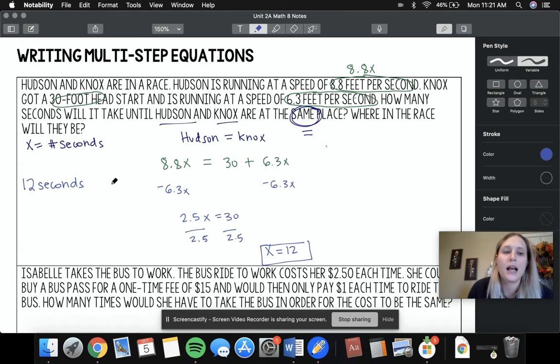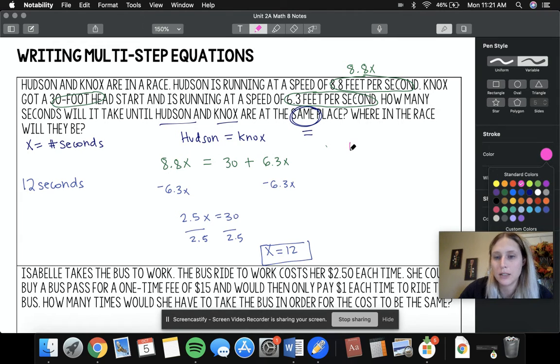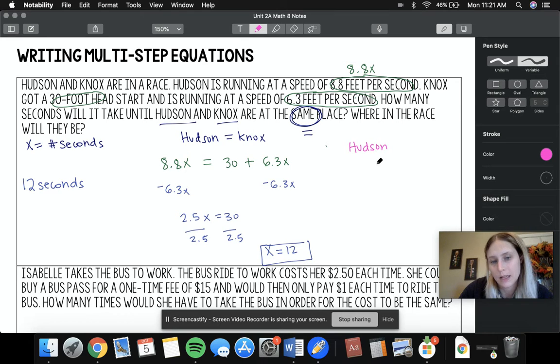It says how many seconds will they be in the same place and where in the race will they be. So we know that x is 12, so I'm going to plug in. You can either plug it into Hudson or you can plug it into Knox. They are equal, so they should get you the same thing. I'm just going to plug it into Hudson real quick. Hudson was 8.8 feet per second. So for 12 seconds, we'll multiply 8.8 and 12 together and get 105.6. So at 12 seconds, they are both at 105.6 feet.